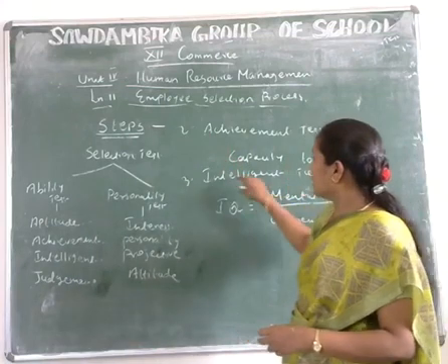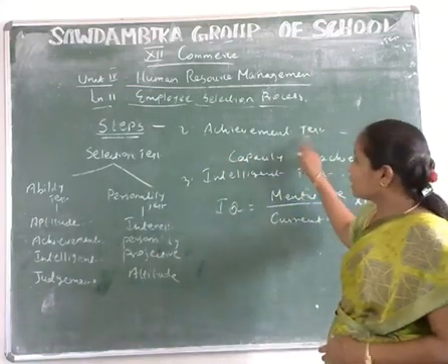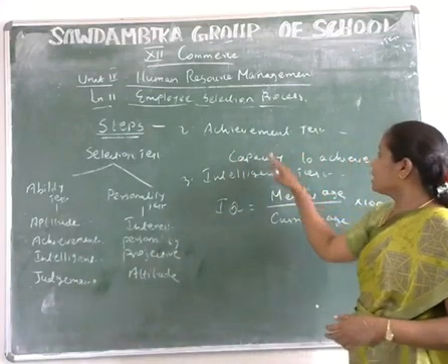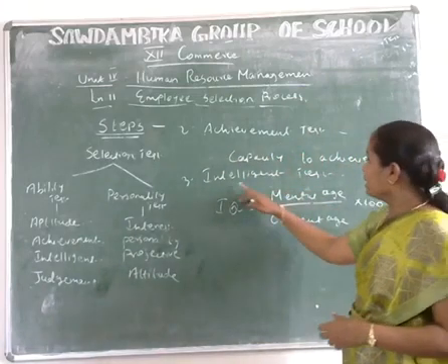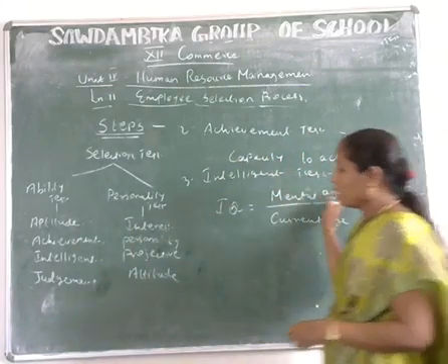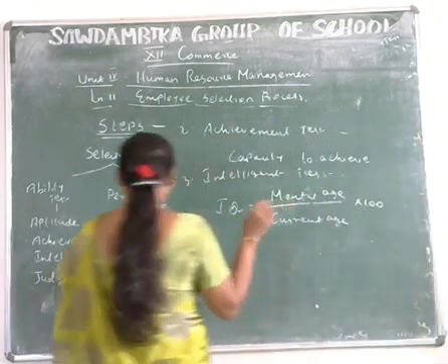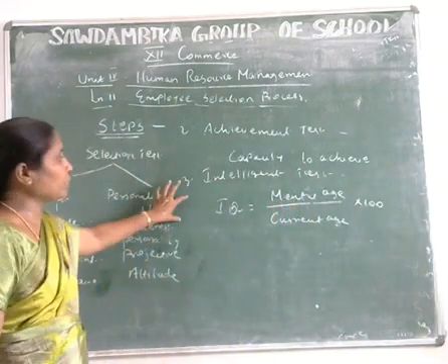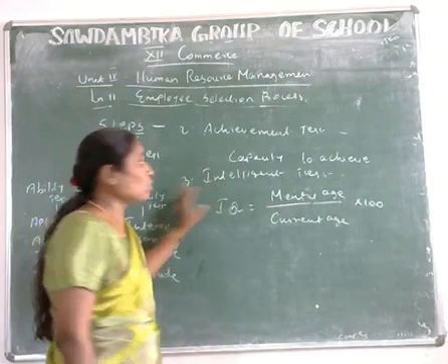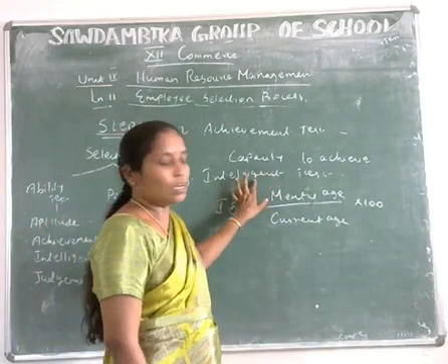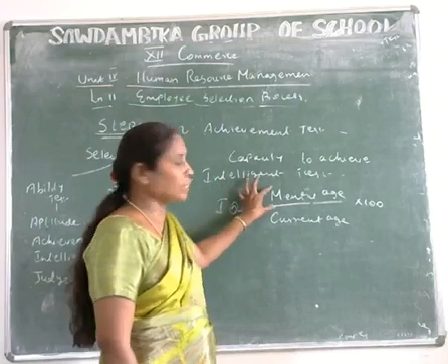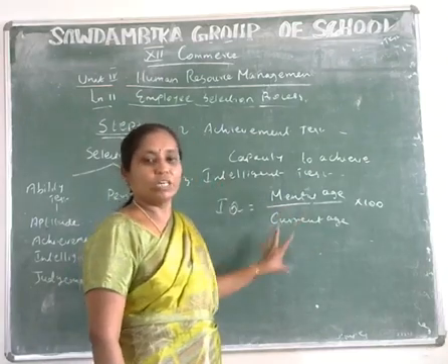The third one is the intelligence test. The intelligence test measures a candidate's variety of mental abilities and the individual capacity of the individuals. The IQ formula is mental age divided by current age, into 100.